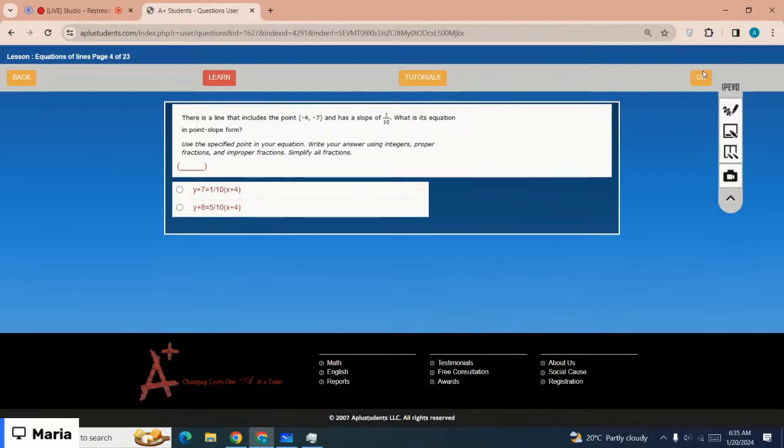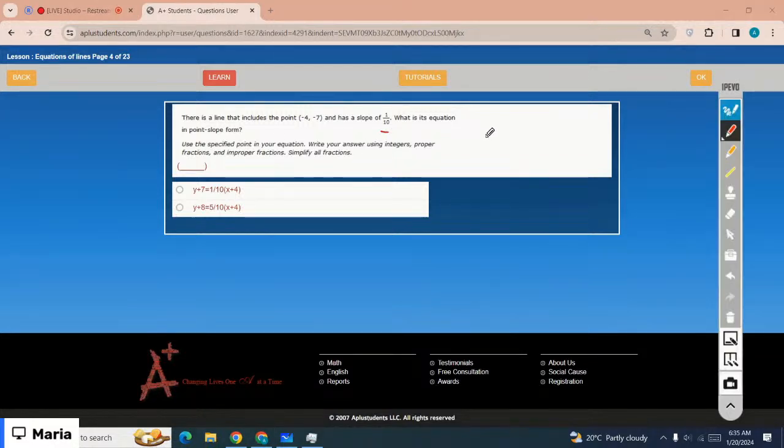There is a line that includes the point negative 4, 7 and slope of 1 by 10. What is its equation in point slope form? Okay, the slope is 1 over 10. The point slope form is y minus y1 equals m times x minus x1, right? This is the point x1 and y1. So y minus 7, this is y1, right? And then 1 over 10, and x minus x1 is negative 4.